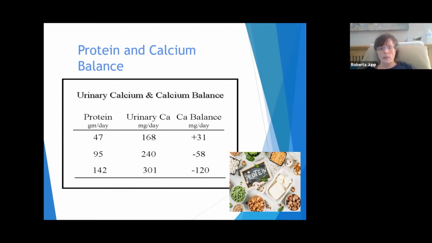So if you look at the first, my arrow is going to work. Can you see my arrow?